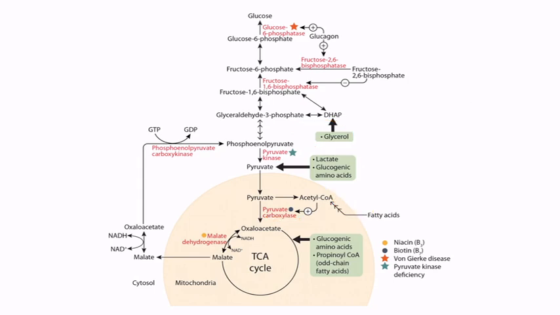Okay, the next step in gluconeogenesis is shown right here when oxaloacetate is converted into malate. Notice how oxaloacetate must be converted into malate, shuttled across the mitochondrial membrane into the cytosol right here, and then converted back into oxaloacetate again. This is because oxaloacetate cannot cross the mitochondrial membrane.